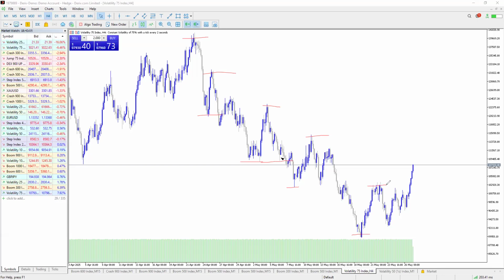Now, remember from what I was saying, the first break of the first high, we consider it as a change of character. Now, if we do this, what you can see is we've actually broken our first high and our second high is somewhere around here.